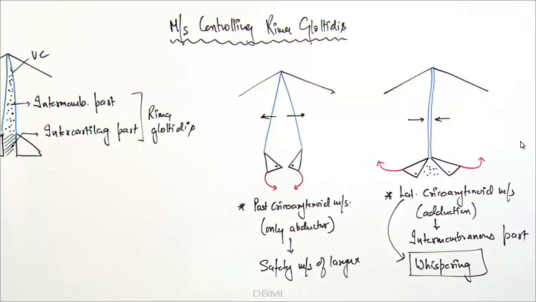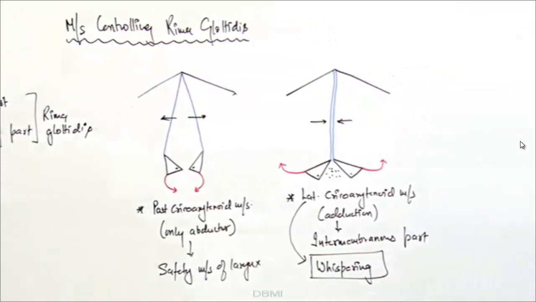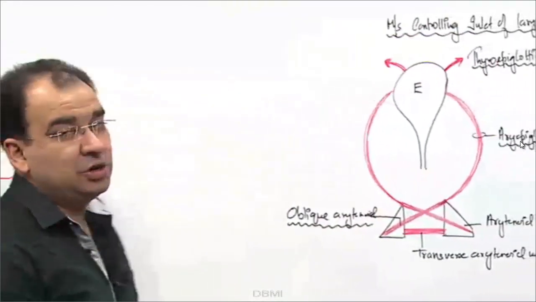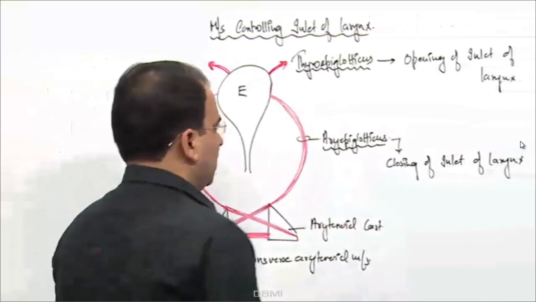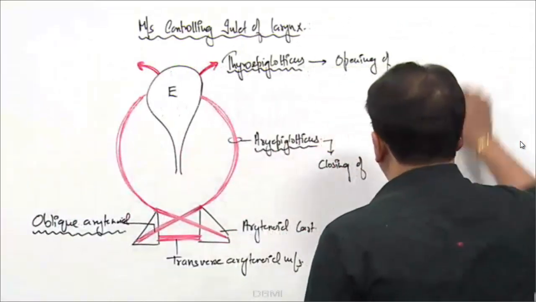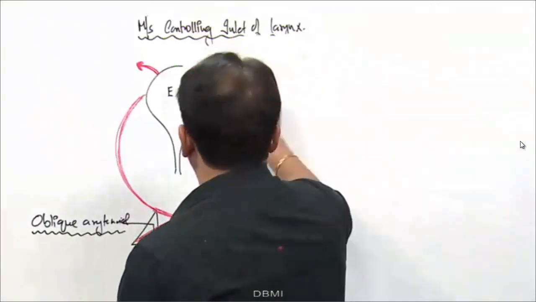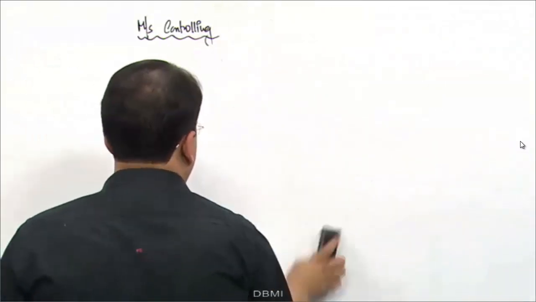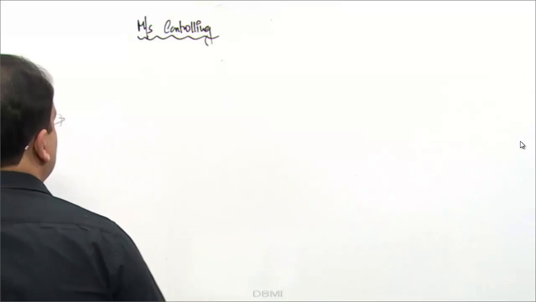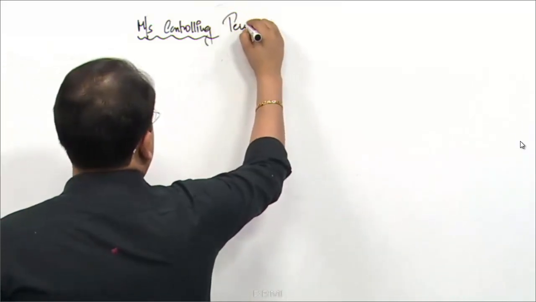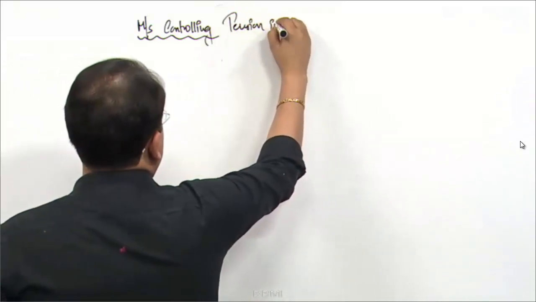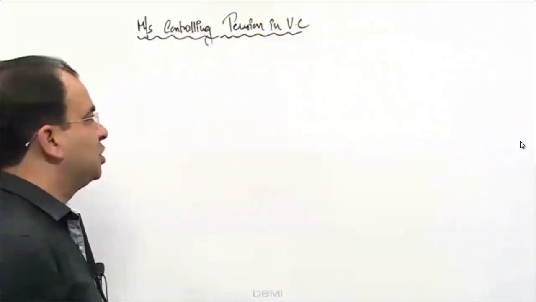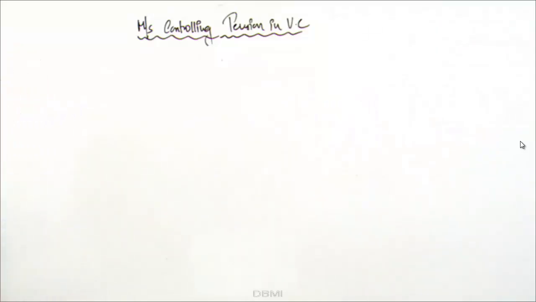The third and final group is the group of muscles which controls the tension in the vocal cord. So what are the muscles controlling tension in the vocal cord? The muscles doing the stretching and relaxation of the vocal cord are the muscles controlling the tension in the vocal cord.